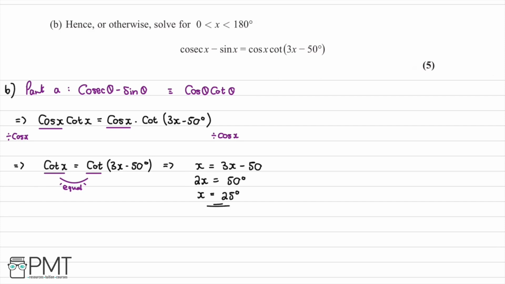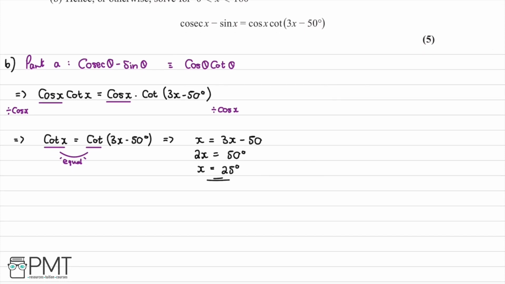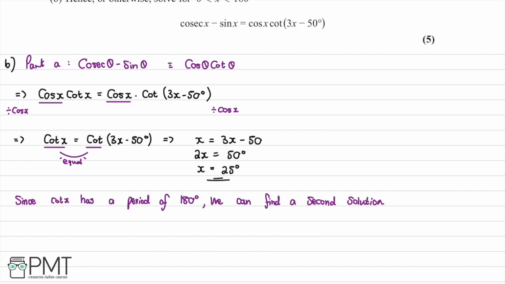So then we also know that since cot x has a period of 180, we'll be able to find a second solution. So how are we going to do this? We'll just note that down. We'll say that since cot x has a period of 180, we can find a second solution. So our second solution is going to be found as follows. We have x plus 180 is equal to 3x minus 50. So we just add our 180 here, and that's due to the period being 180.